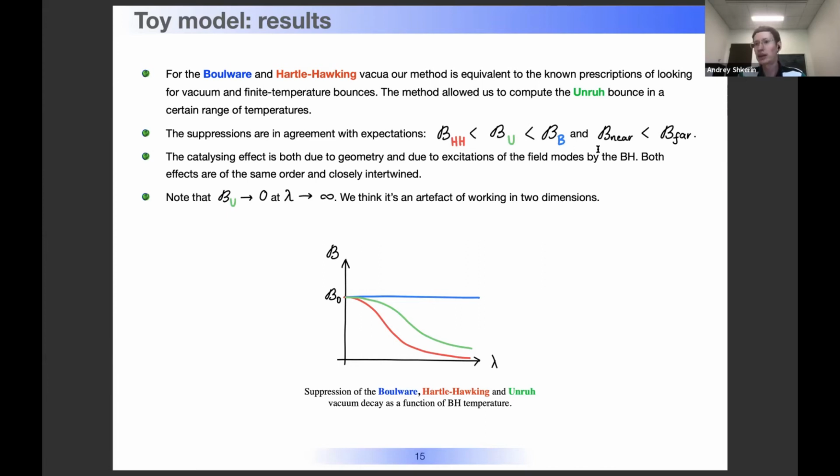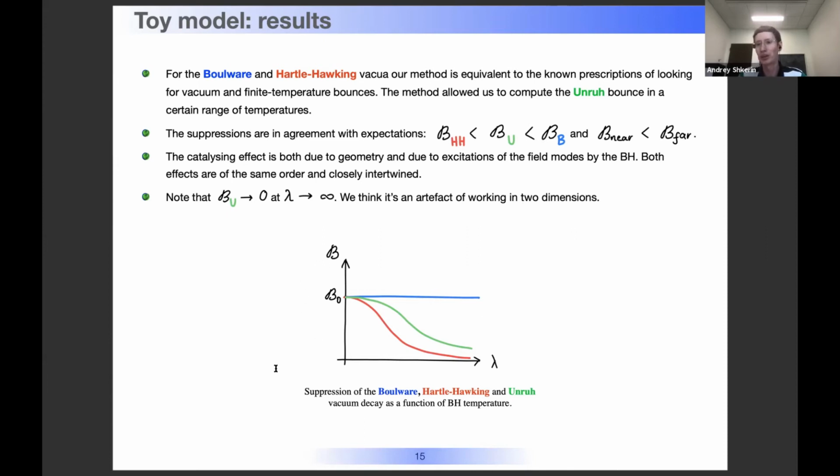Next, in cases when the tunneling solution exists, both in the near horizon region and in the asymptotically flat region, the suppressions are always ordered in this way. So the tunneling probability is lower near the horizon than far from the horizon. So this is the effect from curved space-time geometry, and this is the effect from basically quantum fluctuations, from excitations. And this is our sanity check. It is important to note here that from these two expressions, we see that indeed the catalyzing effect is both due to geometry and due to vacuum excitations of the field. And both effects are equally important. They are of the same order of magnitude. We cannot really separate one from another.